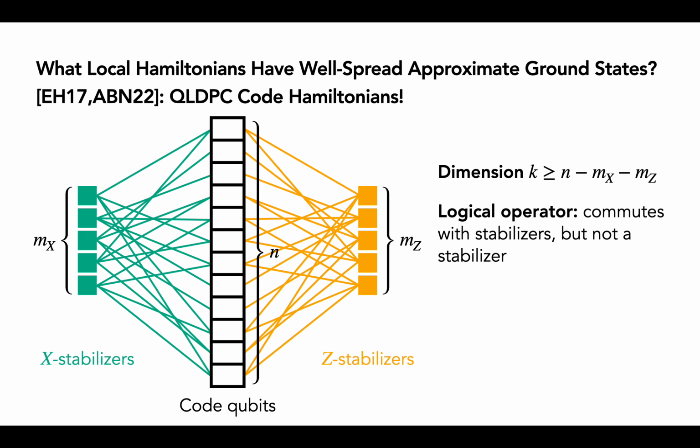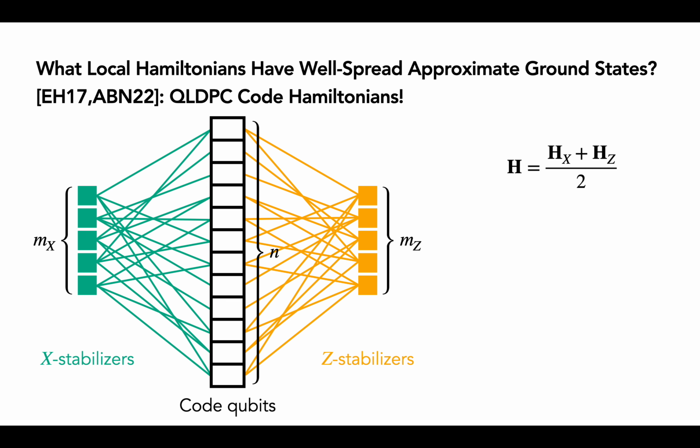And we formally define a logical operator to be any Pauli operator that commutes with all the stabilizers, but is not itself a stabilizer. So for instance, the tensor product of these two Pauli Z's, we can check that it commutes with all the stabilizers, but is itself not a stabilizer. So it's a weight 2 logical operator, and thus the distance of the code, which is the minimum weight of any logical operator, is in this case 2. Finally, the locality is simply the maximum weight of any stabilizer.